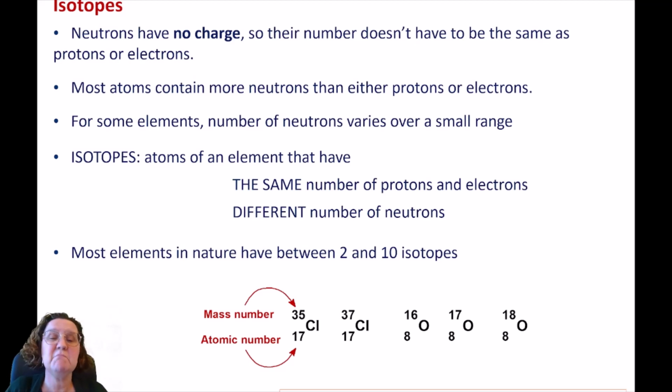Oxygen has three isotopes. Oxygen 16 is the main one, I think 99.8% of naturally occurring oxygen. If you have a sample of oxygen, 99.8% will be oxygen 16. Oxygen 17 is a tiny 0.0017%. It's radioactive, so unstable. And oxygen 18 is stable, but with a very small abundance. I think it's 0.2%.